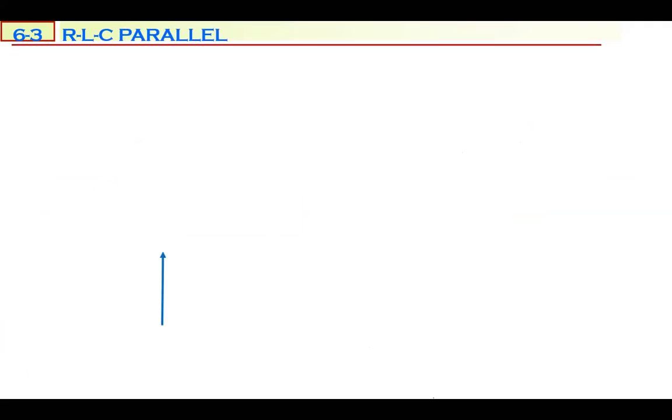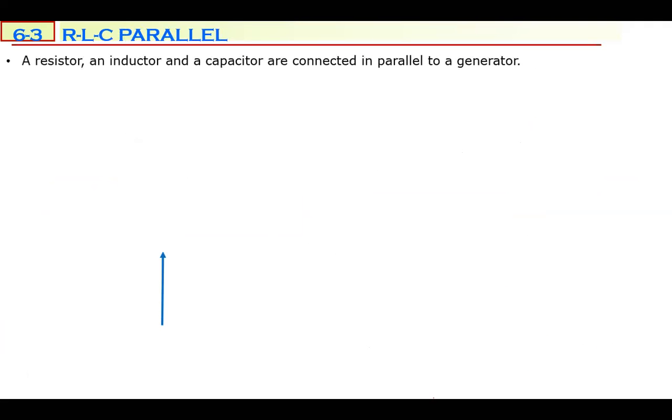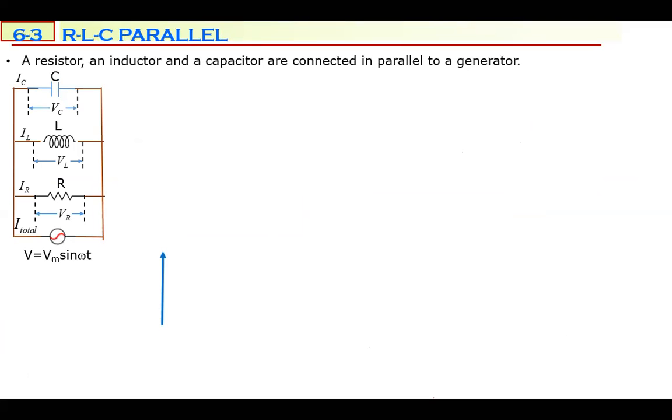Parallel. A resistor, an inductor, and a capacitor are connected in parallel to a generator. Yes, this is a parallel combination. R, L, C. In parallel, what is equal? Of course, the potential difference. R, L, C will have the same potential difference because they are all in parallel. So VC, VL, VR, even V of the generator are equal to each other.